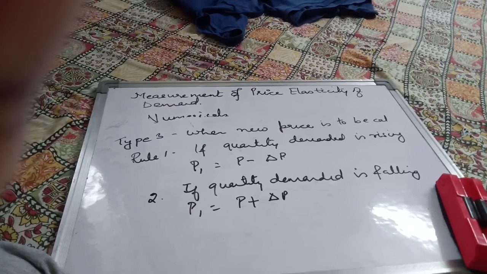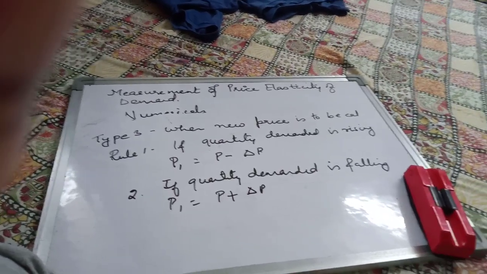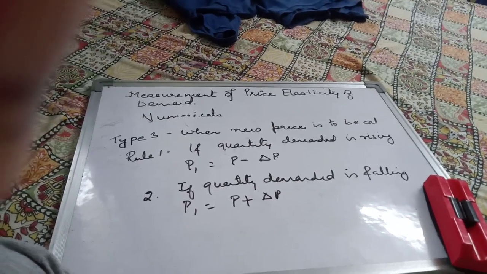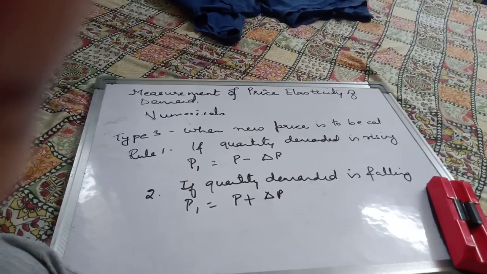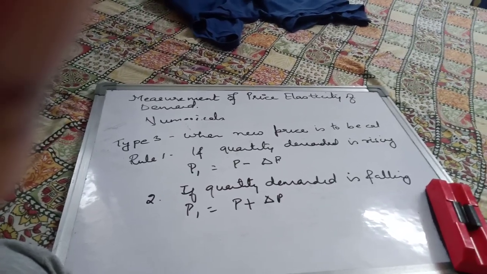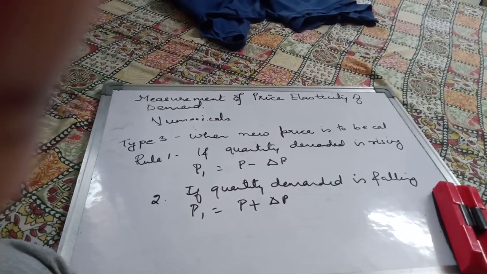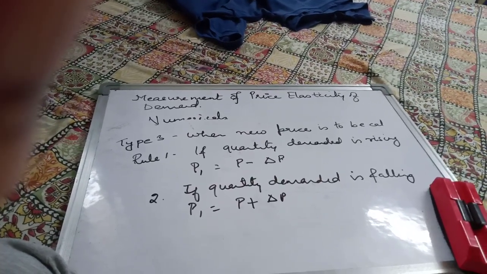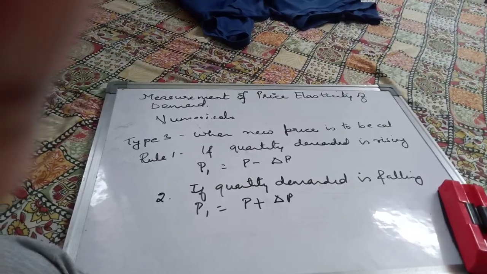One more time. A consumer buys 100 units of a good at a price of rupees 5 per unit. When price changes, he buys 140 units. What is the new price if price elasticity is minus 2? Okay.